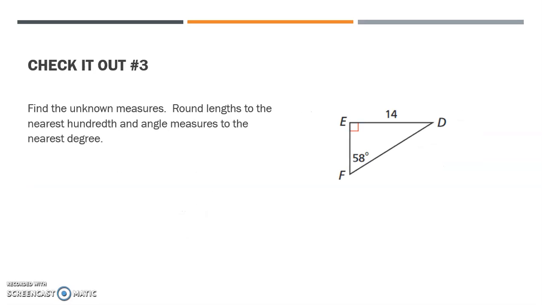In check it out number 3, you need to find the unknown measures, round the lengths to the nearest hundredth, and the angle measures to the nearest degree. So notice they've given you F and ED. So you need to find angle D, side DF, and side EF. So press pause, do that on your response paper, and then come back to see the last example.